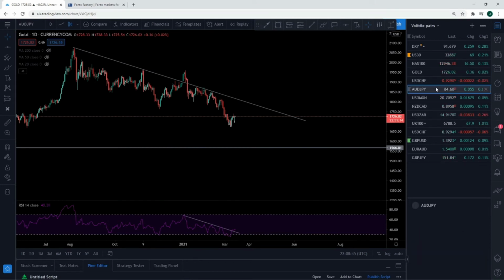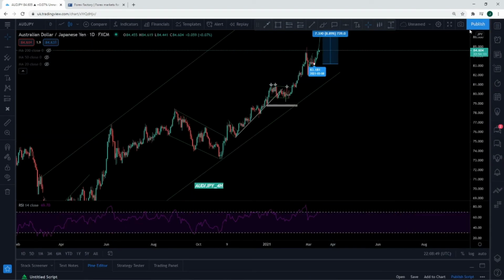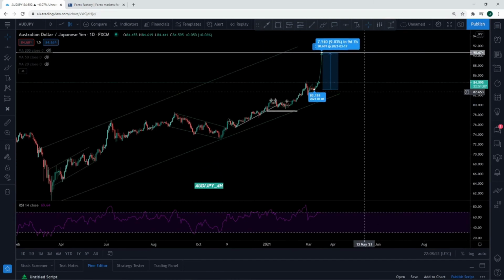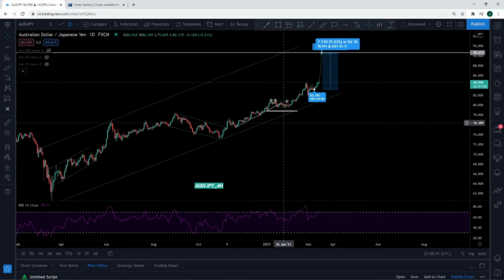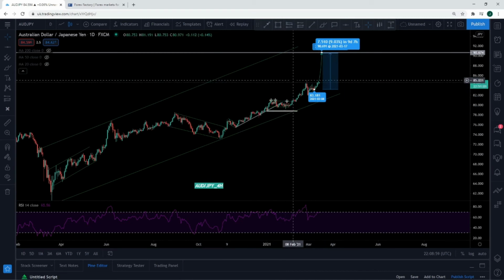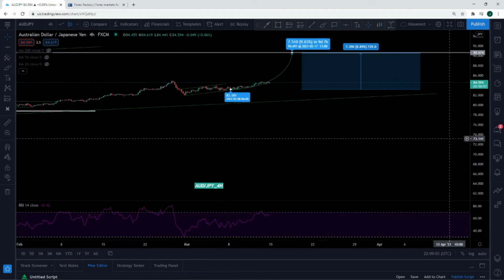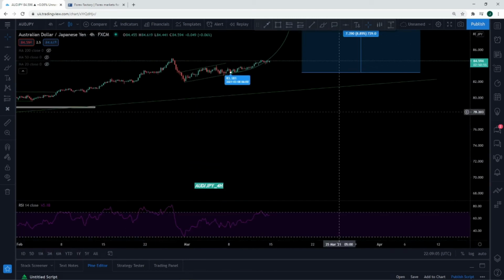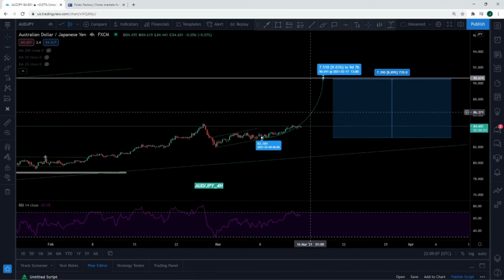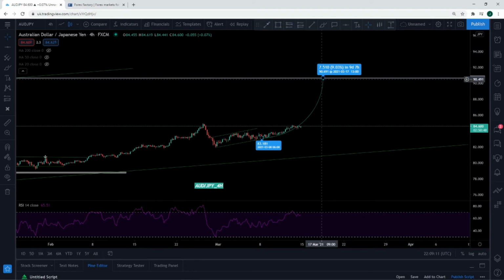AUD JPY. So AUD JPY on a daily. So we all know we're in a strong bullish trend, guys, but look, what I'm looking at now, I'd just love to see if I see price break above this zone. So let me just go on a 4 hour. I'll just remove some of these for you guys so you can actually see.